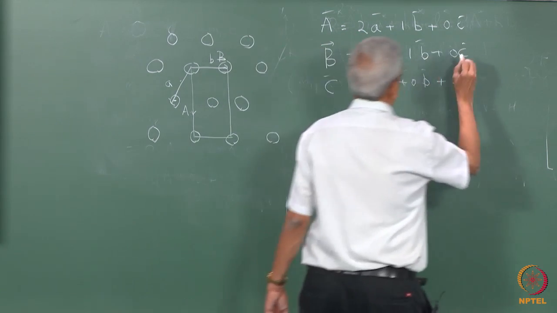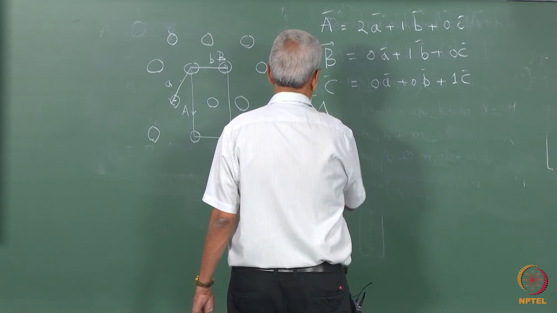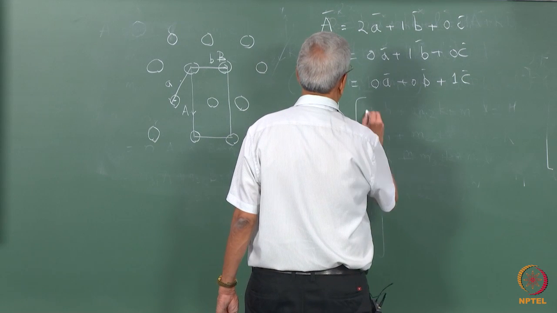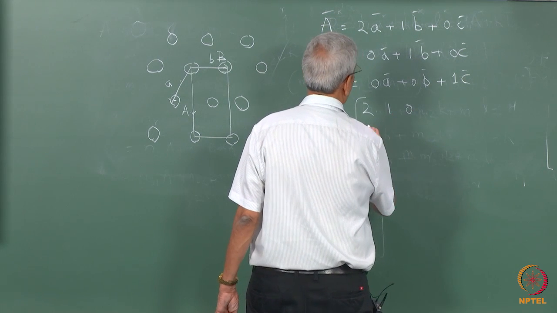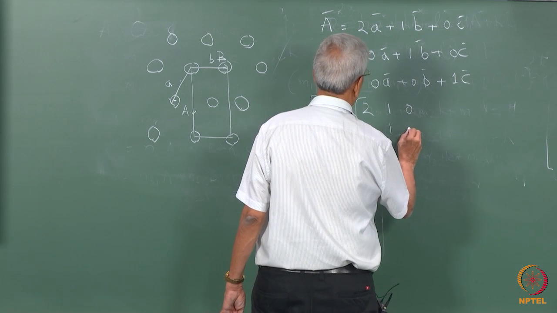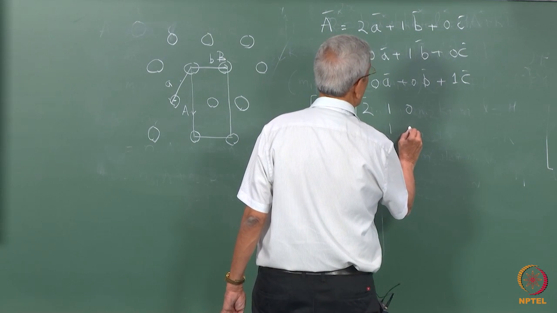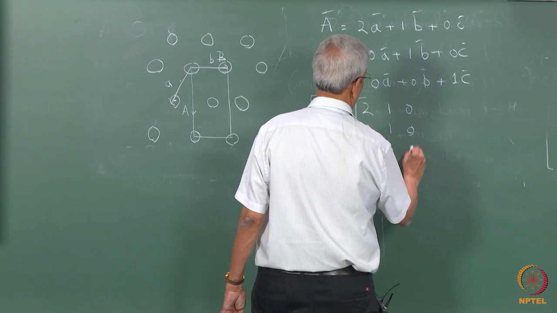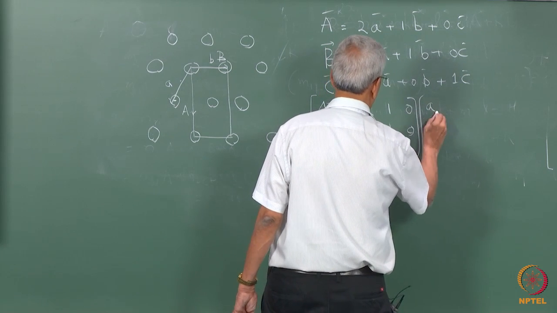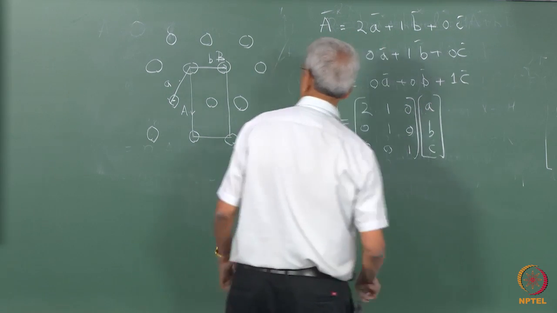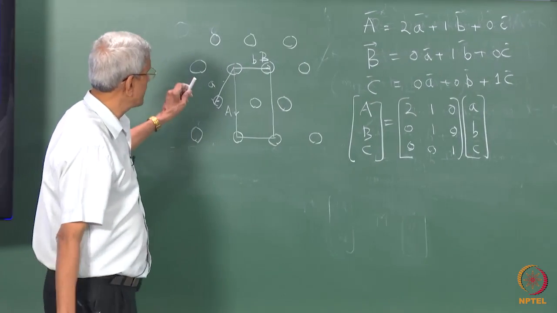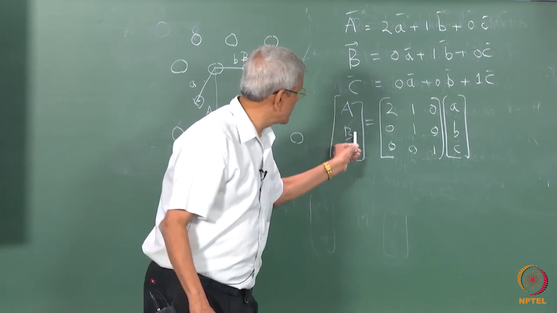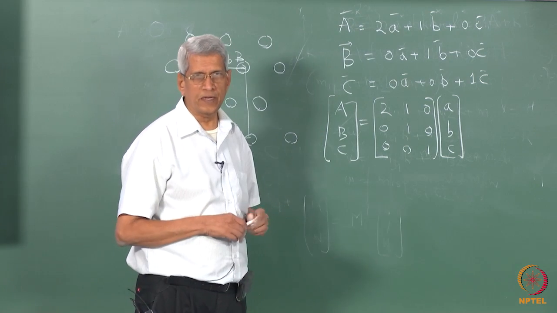So now if you write it in a matrix form, this ABC will turn out to be 1, 0, and so on. So this is from the old coordinate system to the new coordinate system; we can get that information.